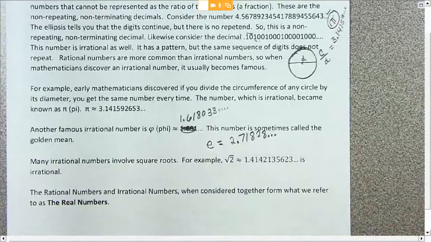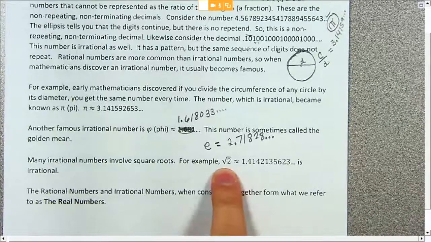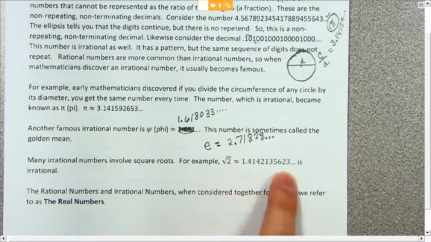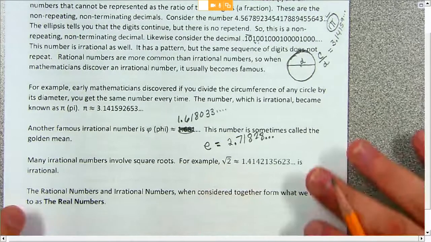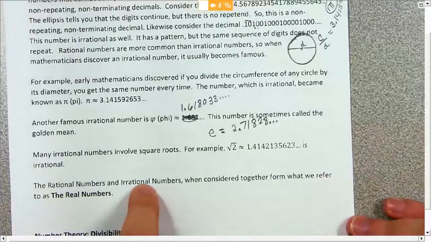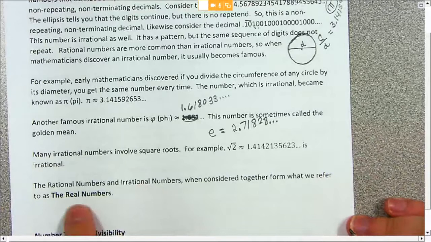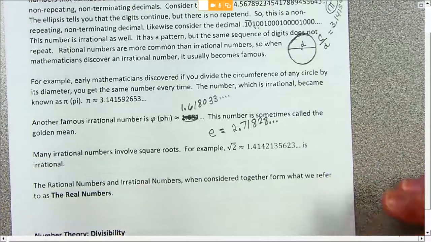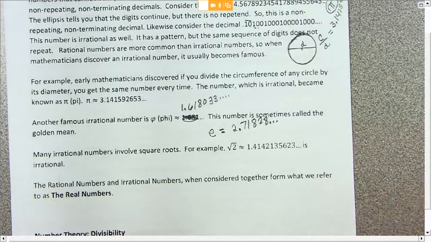And then square root of 2 is another one. A lot of square roots that aren't perfect squares, like the square root of 25, that's 5. That's a natural number. But the square root of 2, it's not a perfect square, 2 is not. So a lot of those are irrational. So when I have the rational numbers and the irrational numbers together, I have something called the real numbers, and that's what we will study in this class. They're all about real numbers.